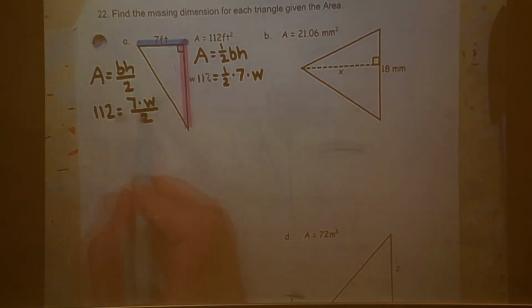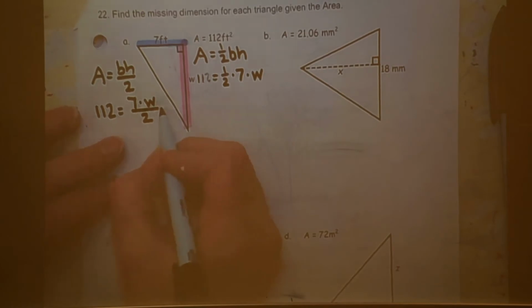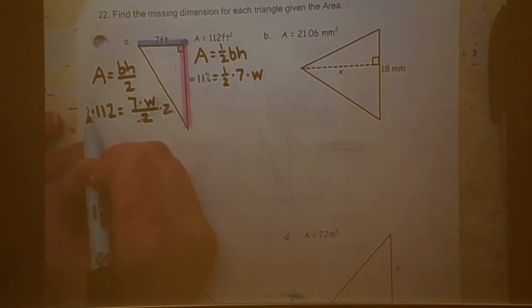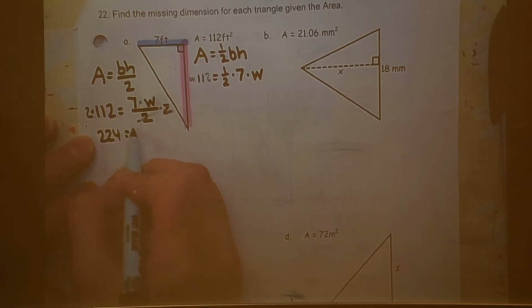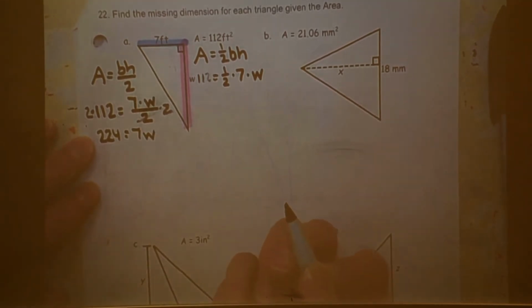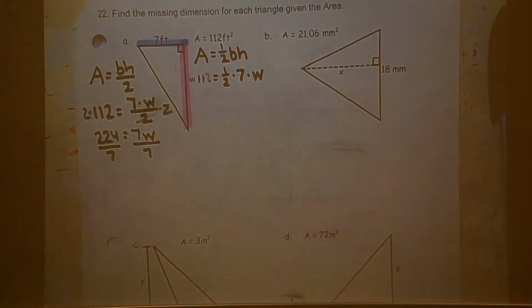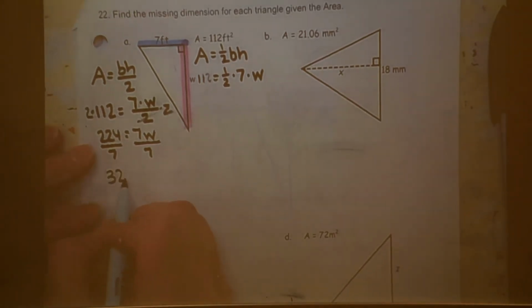Over here, I'm going to need to multiply both sides by 2 to get rid of this 1/2. So multiply by 2, multiply by 2, squeak it in there on the edge. So 224 equals 7W. Divide both sides by 7. So 224 divided by 7 is going to be 32 equals W.